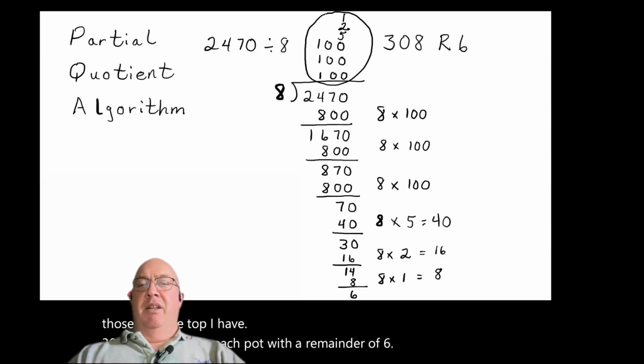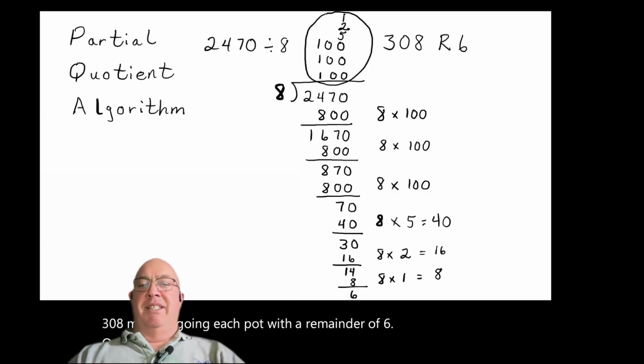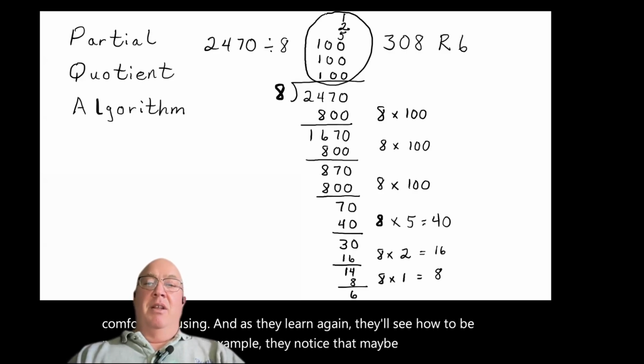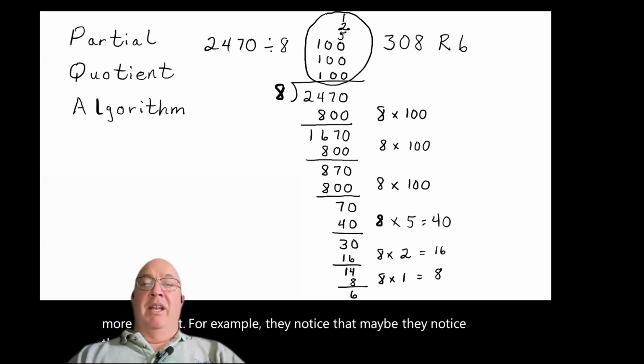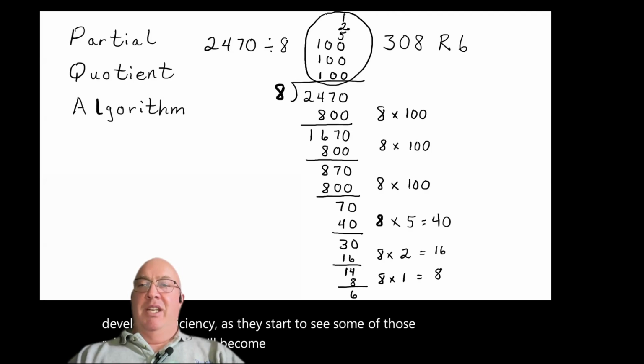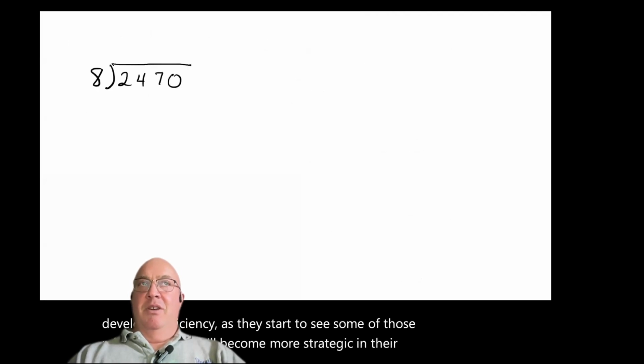So again, it took the student 6 steps to get there, but they were able to use multiplication facts that they were comfortable using. And as they learn, they'll see how to be more efficient. For example, they noticed they used 100 three times, so they could have done 8 times 300. As they develop proficiency and start to see some of those relationships, they'll become more strategic in their choices.